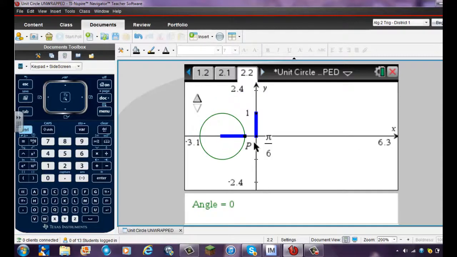Here, though, we're looking at x distances. So what I want you to do on your own is push that up arrow and go through and see how I can unwrap my cosine curve.